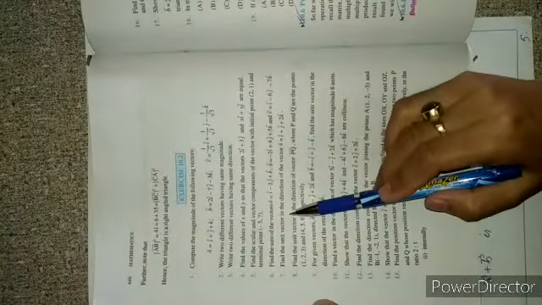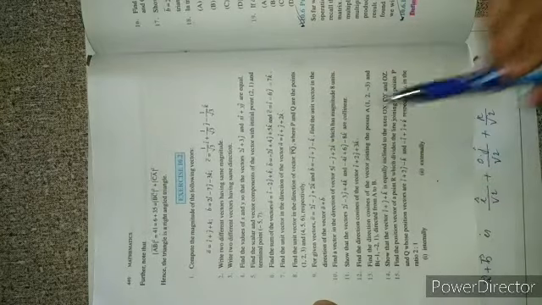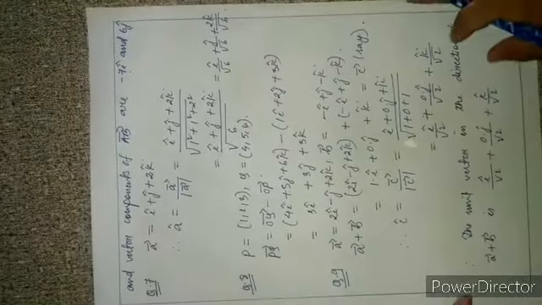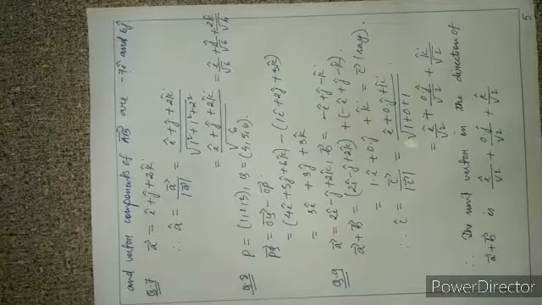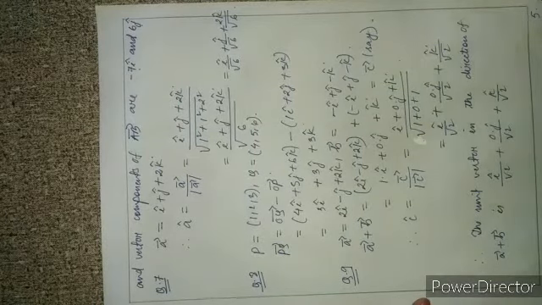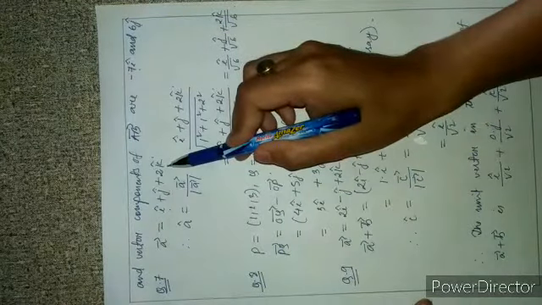Question number 7. Find the unit vector in the direction of the vector A vector equals i cap plus j cap plus 2 times k cap. Okay, see, this is an important question, it often comes in exams. Let A vector represent the given vector. Now the components of the vector are i cap, j cap and 2 times k cap.